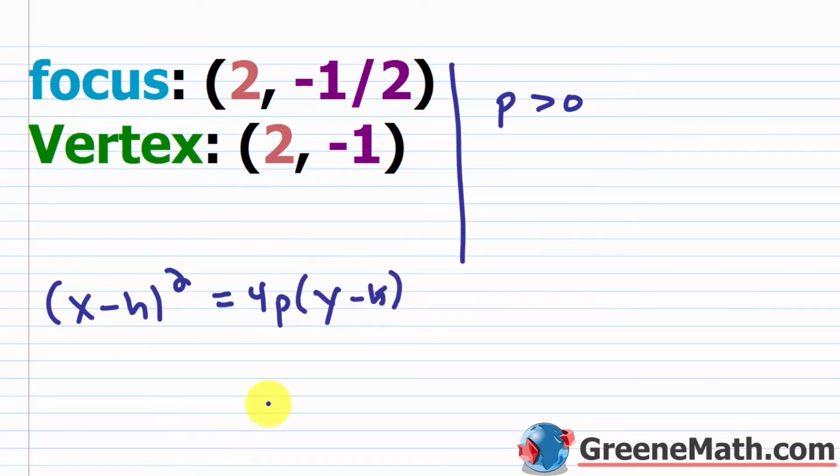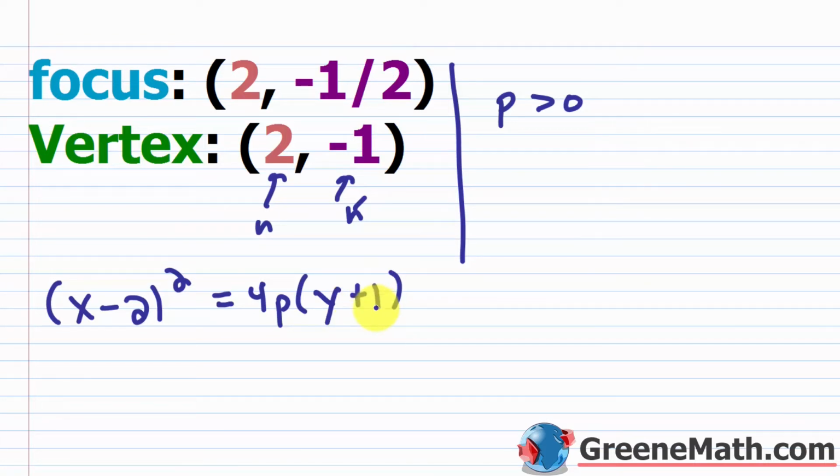Now, I plug in for h and k. The vertex, this is h, this is k. So don't get confused by that. H is the x coordinate, k is the y coordinate. Okay, so plug in here, plug in a 2. Plug in here, minus a -1, put +1, okay?